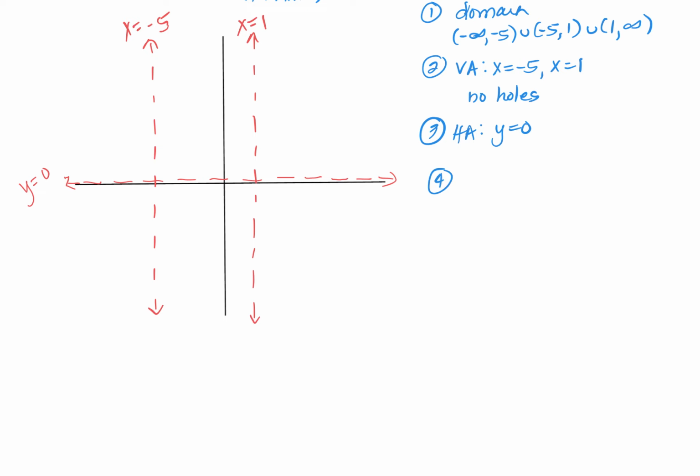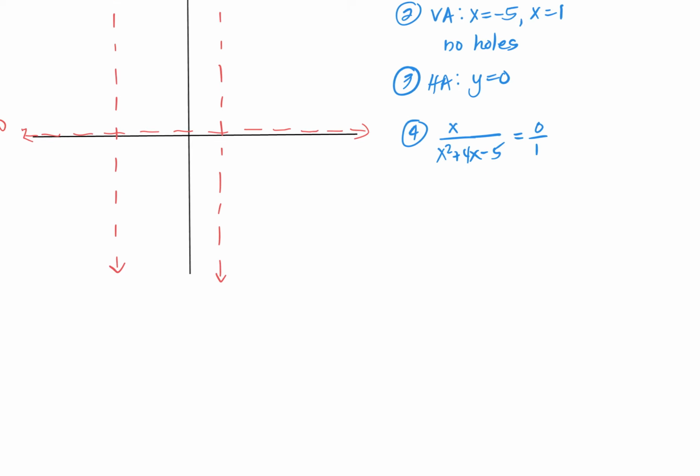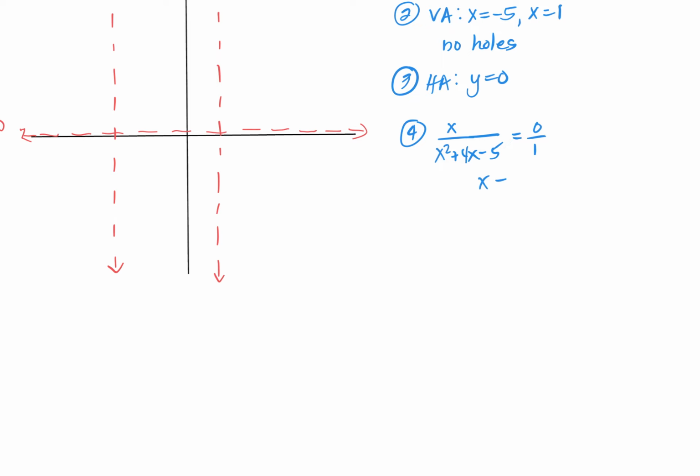We are setting, nothing canceled, too bad, we are setting x over x squared plus 4x minus 5 equal to our horizontal asymptote of 0. So 0 over 1. When I do the cross products, I get x times 1 is x, x squared plus 4x minus 5 times 0 is 0. So actually x equal to 0 is going to be a point where it's going to touch or cross.